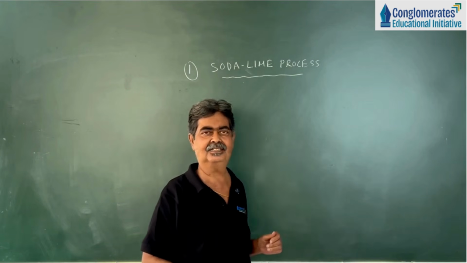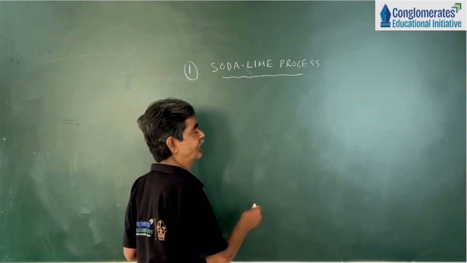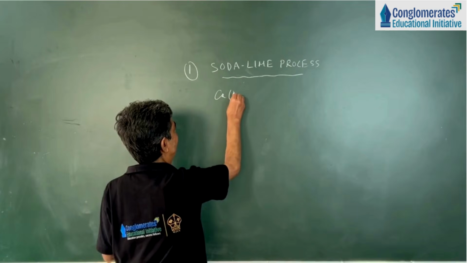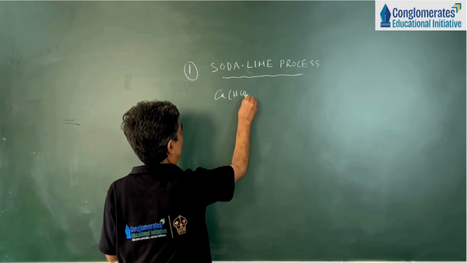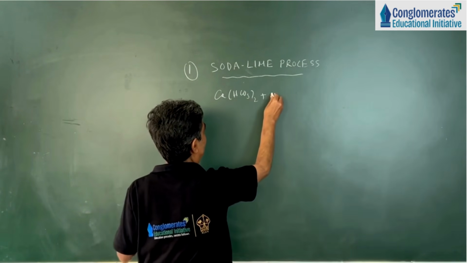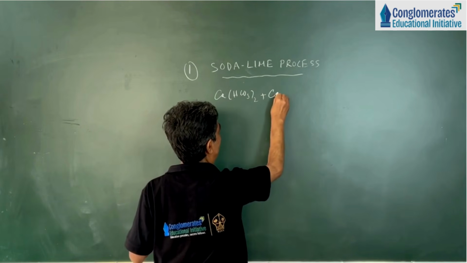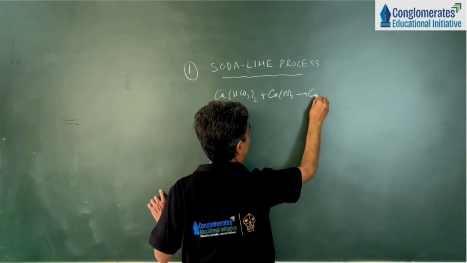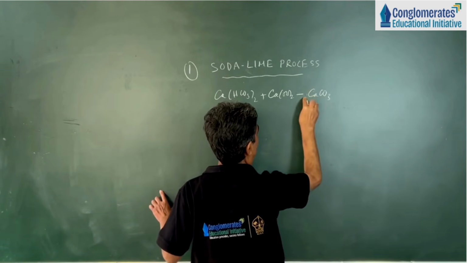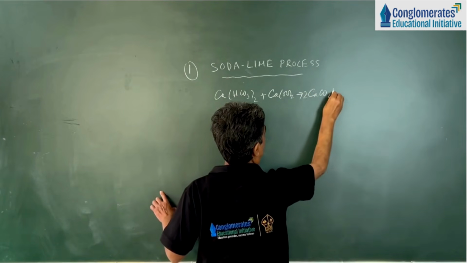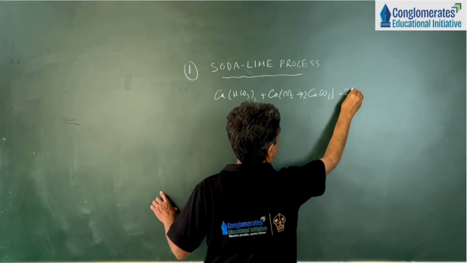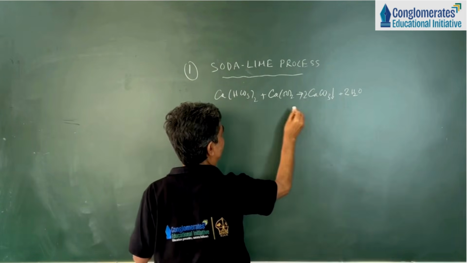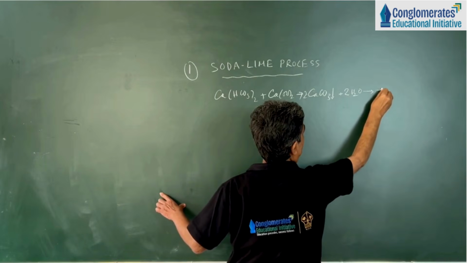So the same reactions I will write as I wrote last class. Calcium bicarbonate, temporary hardness, by applying lime, calcium hydroxide, we will get calcium carbonate plus water. This is temporary hardness.